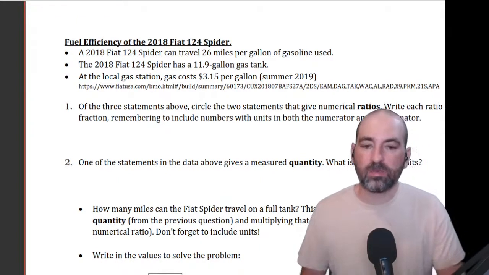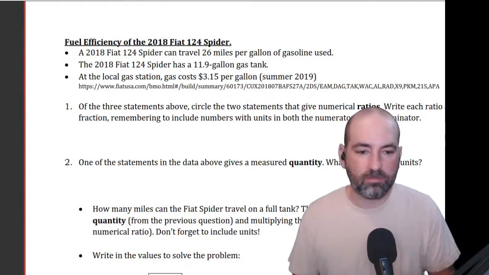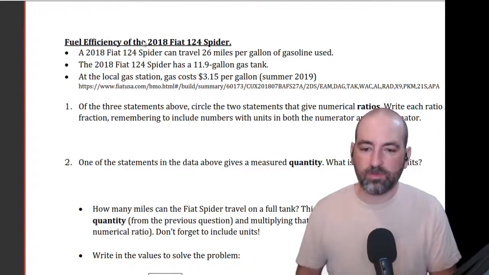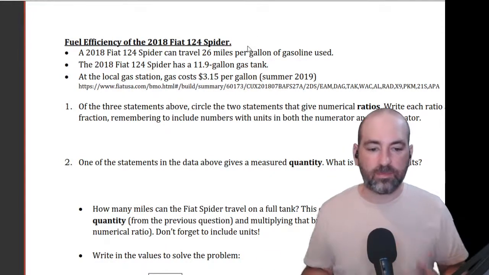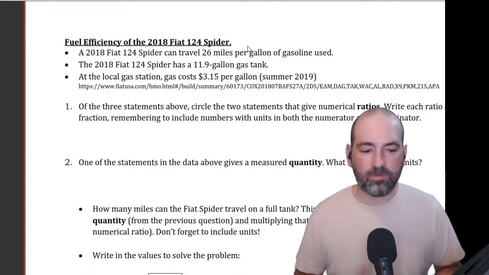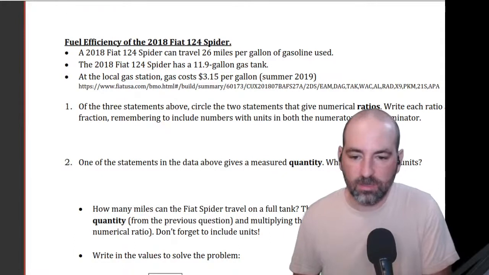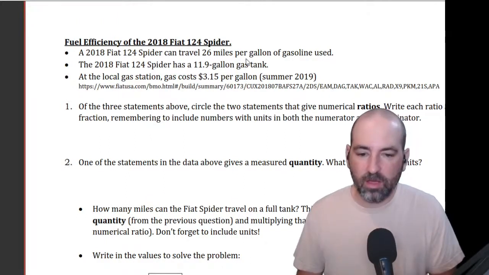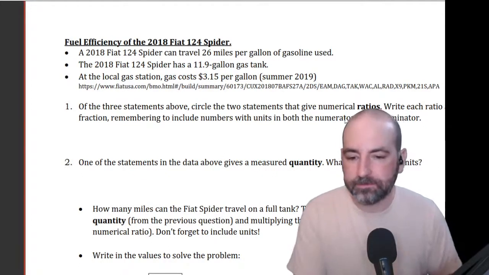All right, so we're going to start with an example that you see in your handout here, talking about a particular car. A 2018 Fiat 124 Spider can travel 26 miles per gallon of gasoline used. You've probably heard these types of statistics before, miles per gallon, fuel efficiency. And we know how big the tank is, 11.9 gallons, and we know how much gas cost. I pulled this out in summer 2019, so it was $3.15. It's a little higher than that now.